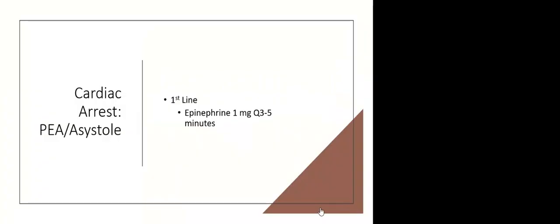For our cardiac arrest rhythm, when the patient is in pulseless electrical activity or asystole, the only drug that we administer during this algorithm is going to be epinephrine. It's going to have the same dosing and frequency as before, so 1 milligram every 3 to 5 minutes. This is the only drug that we can give during this algorithm. However, other drugs can be given if we can identify possible reversible causes of arrest.